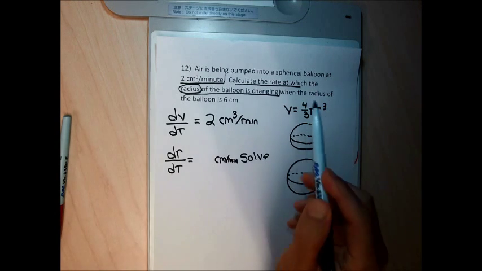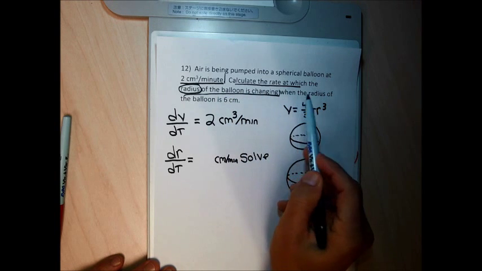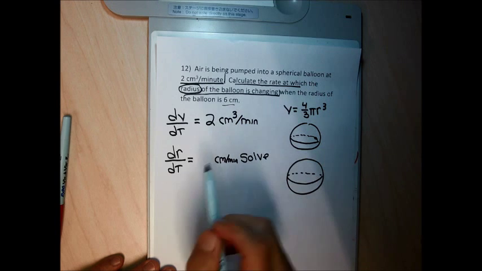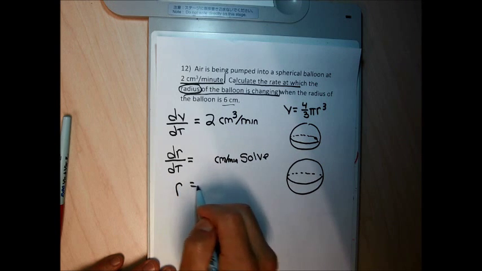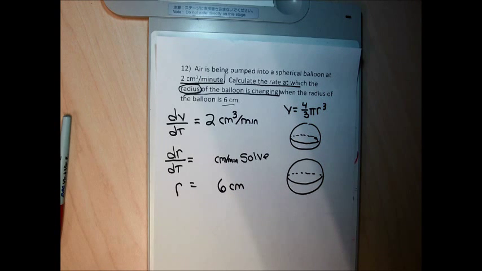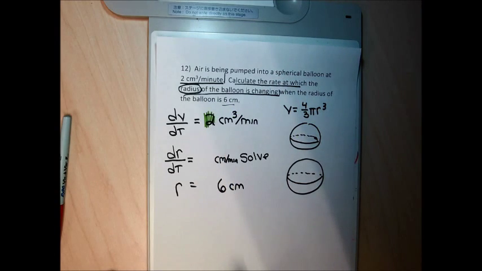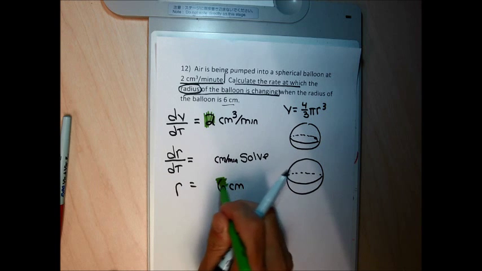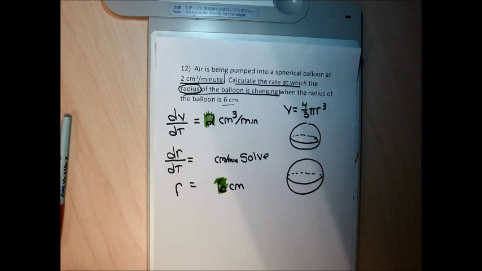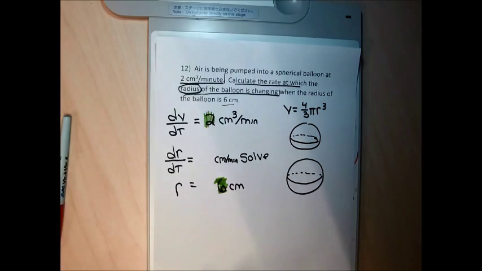Continuing to read, calculate the rate at which the radius of the balloon is changing when the radius of the balloon is 6 centimeters. So that tells me that the radius is 6 centimeters. When I go to shove the numbers into the formula, I'm only going to plug in 2 when I replace dV/dt, and I'm going to plug in 6 when I replace the radius, and I'm going to solve for dr/dt. I'm not going to have the units in my work. My units are going to be centimeters per minute.